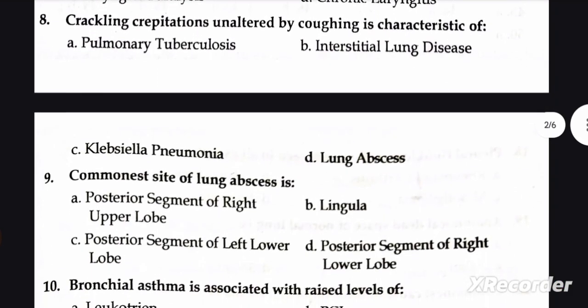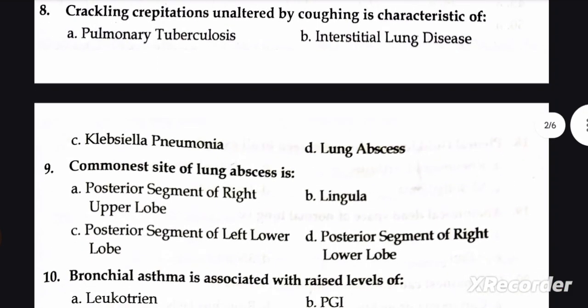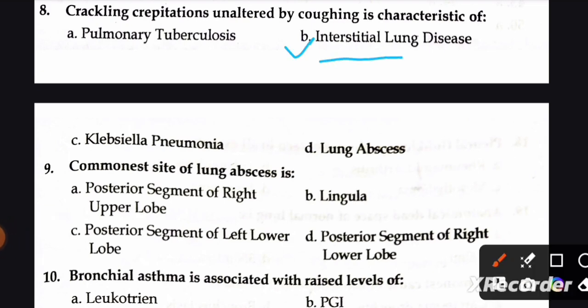Next question is: crackling crepitation unaltered by coughing is characteristic of A. pulmonary tuberculosis, B. interstitial lung disease, C. Klebsiella pneumonia, and D. lung abscess. Right option is B. interstitial lung disease. Next question is: commonest site of lung abscess is A. posterior segment of right upper lobe, B. lingula, C. posterior segment of left lower lobe, and D. posterior segment of right lower lobe. Right option is A. posterior segment of right upper lobe.